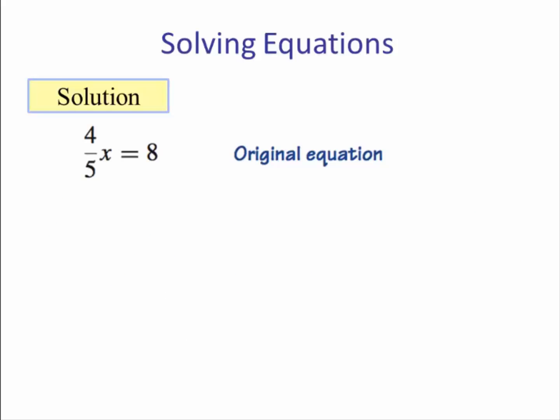Now we can solve this another way. 4/5 times x equals 8. Well, the opposite of times is to divide.